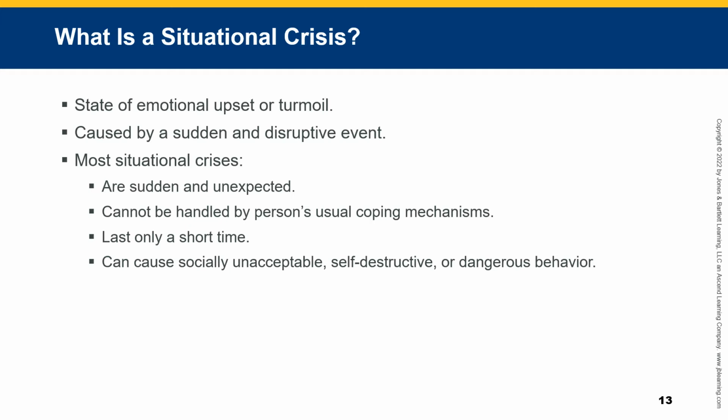So what is a situational crisis? A situational crisis is a state of emotional upset or turmoil. The crisis is caused by a sudden and disruptive event such as a physical illness, a traumatic injury, or death of a loved one. You will often encounter this type of crisis as an EMR. Most situational crises are sudden and unexpected, such as a motor vehicle crash, for example. They cannot be handled by a person's usual coping mechanisms. They tend to last only a short time, but they can cause socially unacceptable, self-destructive, or dangerous behavior.